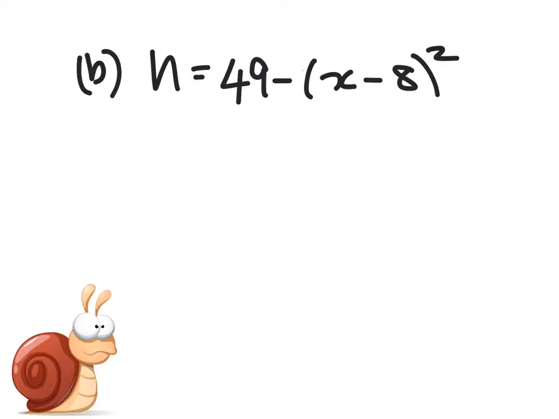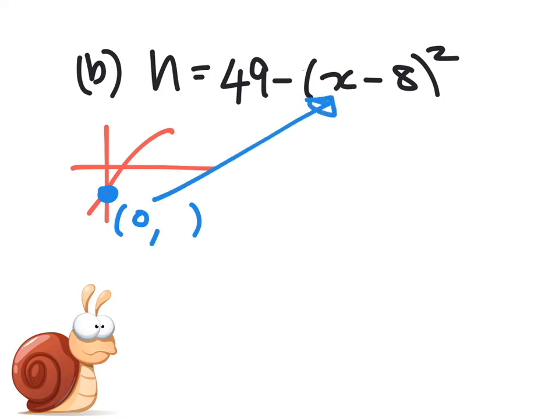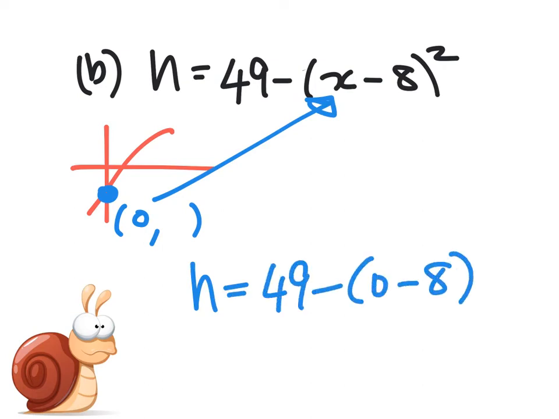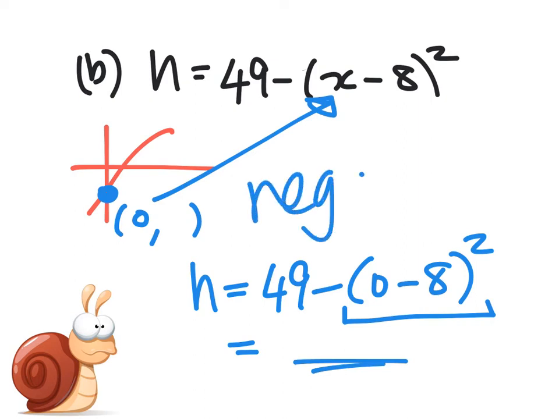For part B, where is the bridge anchored? Okay, so in other words, what's this point here? Well, that point happens when you've got x equal to 0. So all I need to do is put 0 into that formula. So the height at that point is 49 take away (0 take away 8) squared. So do your BODMAS, brackets first, take it away from 49, and you'll get your answer.